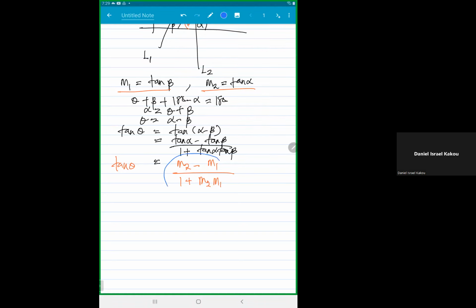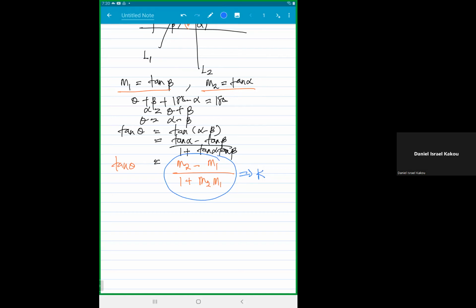We are able to find the whole of this value anytime we are given two lines and told to find the angle between the two lines. So this is always going to be some kind of a constant. So I'm being given two lines, and I'm told to find the angle between the two lines.